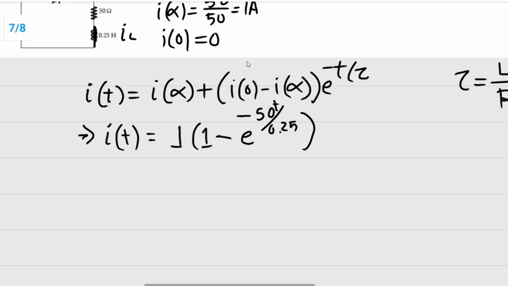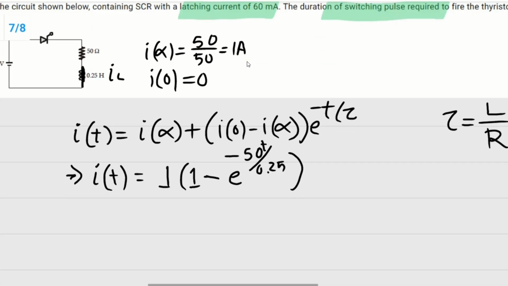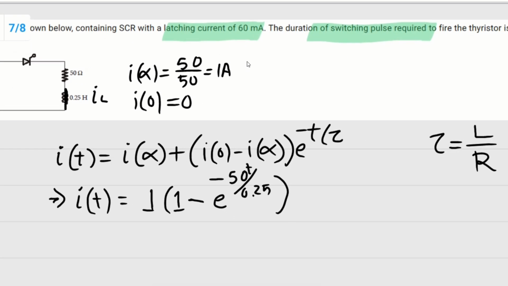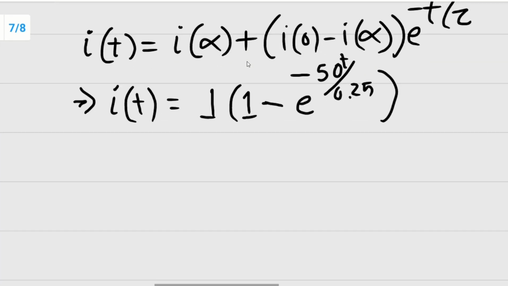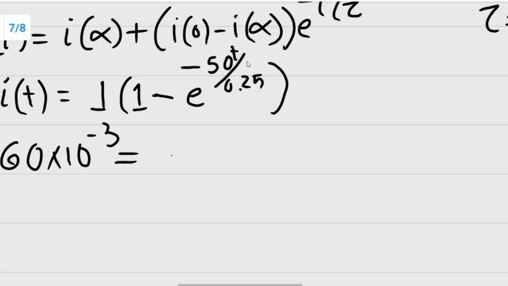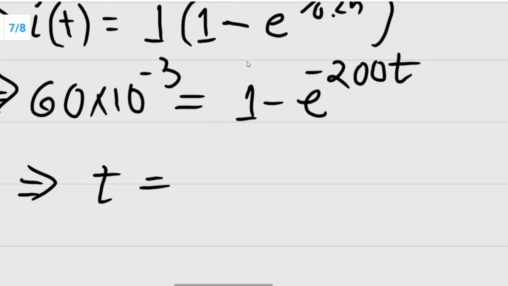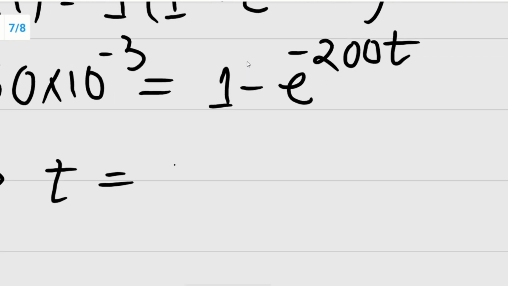Now to calculate the minimum pulse, we have to put in the current. The thyristor will turn on when the current reaches the latching current. So we put the current value equal to the latching current, which is given as 60 milliampere. From this we have to calculate t, and we can calculate it easily, and the value will be 0.31 milliseconds.